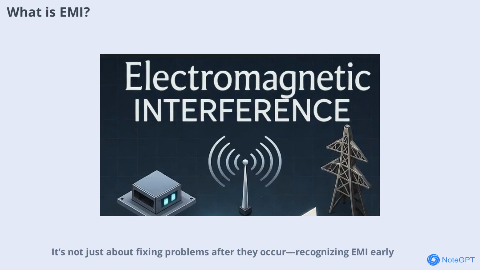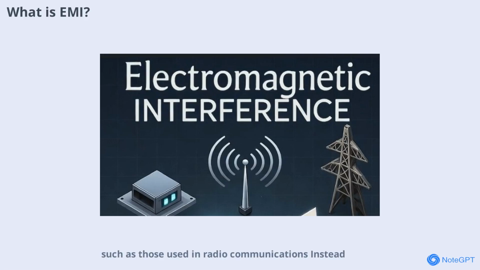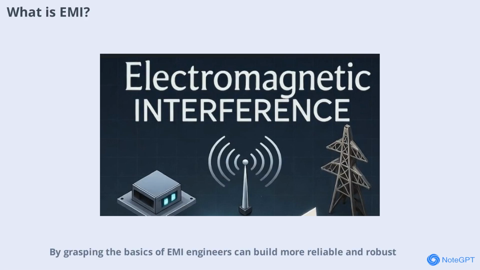It's not just about fixing problems after they occur. Recognizing EMI early in the design phase allows for proactive solutions like grounding and shielding. EMI is different from intentional electromagnetic signals, such as those used in radio communications. Instead, it's an unintentional byproduct of everyday electrical activity. By grasping the basics of EMI, engineers can build more reliable and robust systems that stand up to real-world challenges.